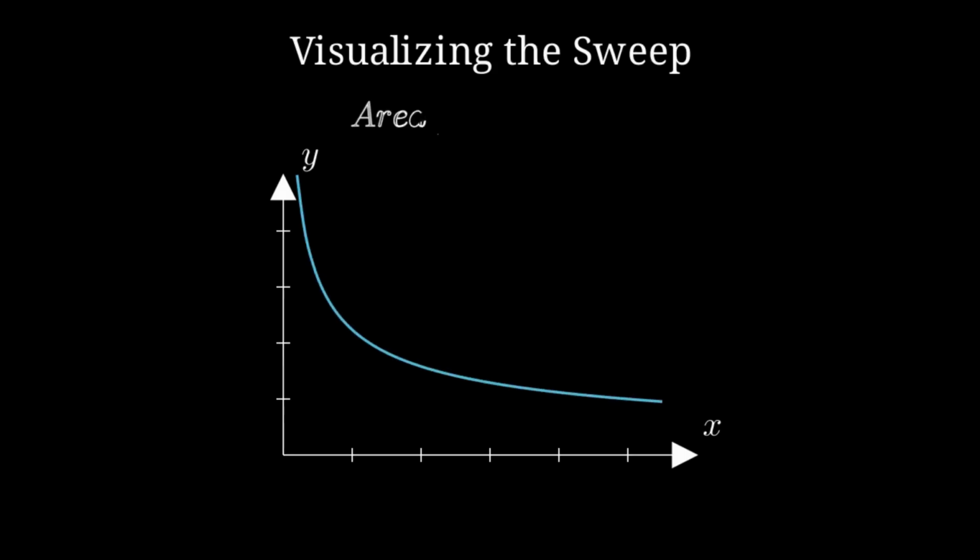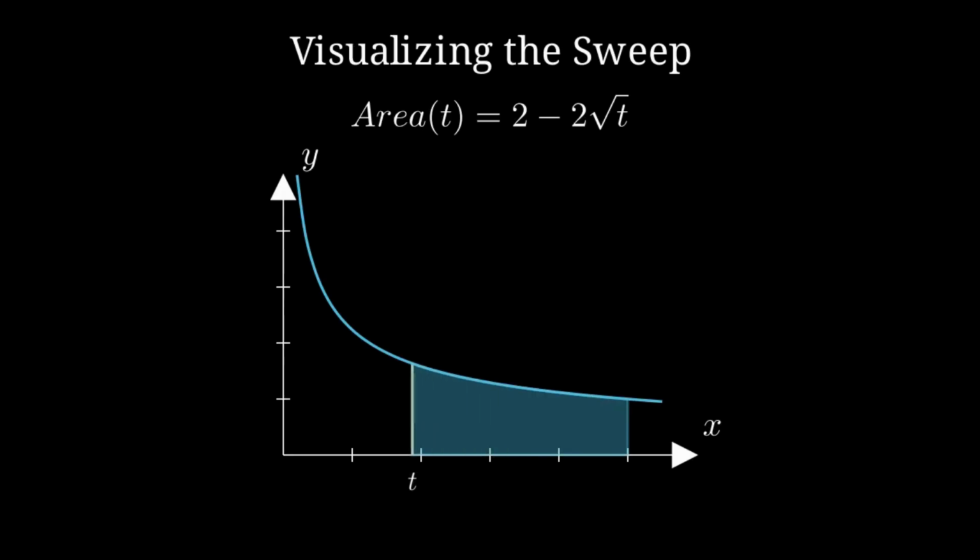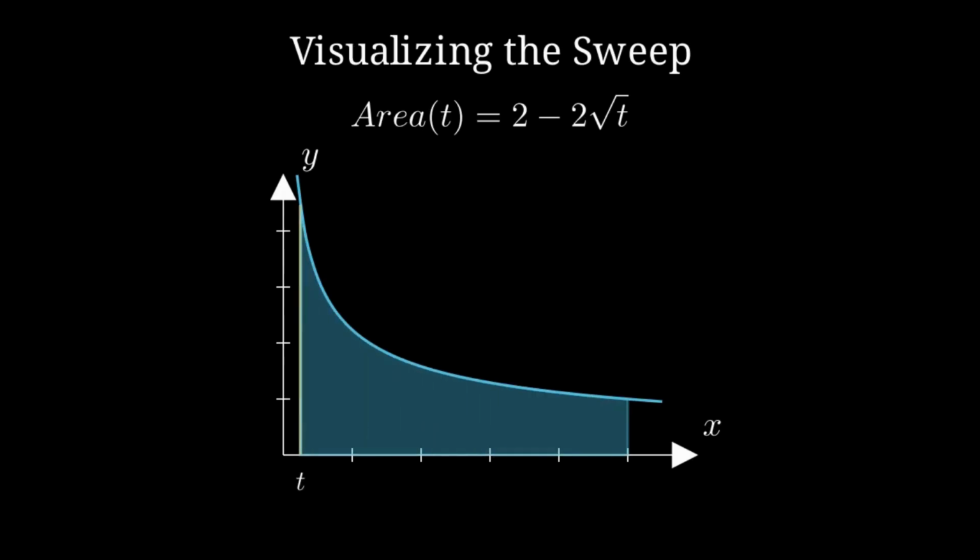Visualize a sliding door at t. As t slides toward the vertical asymptote, the area accumulates. If that accumulation levels off at a specific number, we have successfully found the improper integral's value.